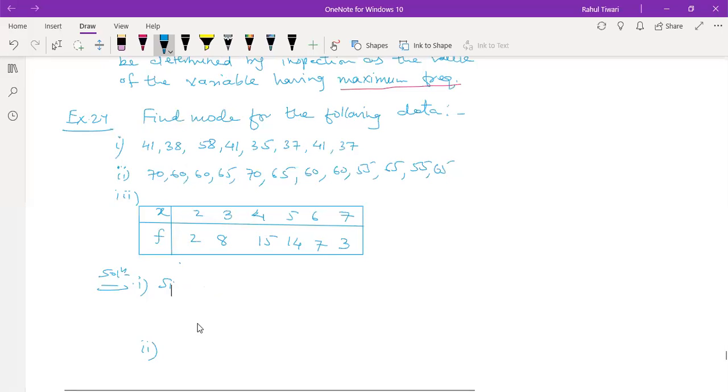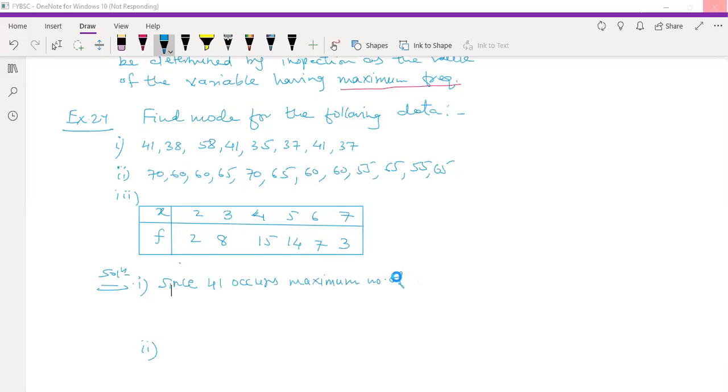Since 41 occurs the maximum number of times, the mode is 41. Just a minute, I think it hung, so I'll start once again. You can see.